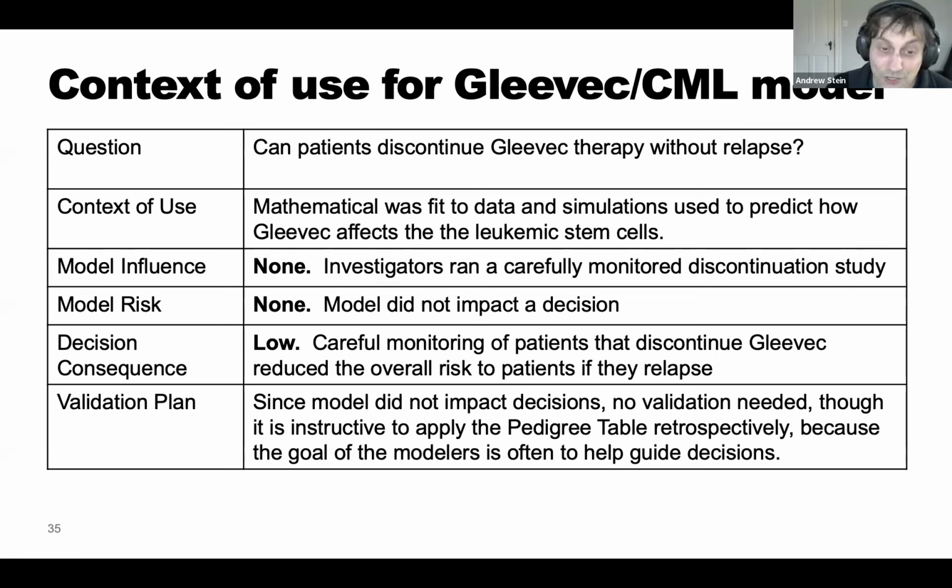And so in this case, you could think, since the model didn't impact a decision, maybe strong levels of validation weren't necessarily needed. But I think it's a useful thought experiment to think about what you would do if you wanted these models to inform the decision.